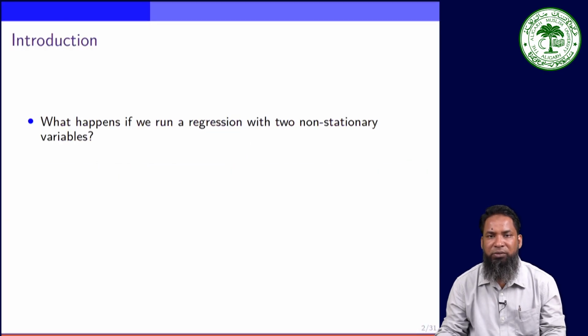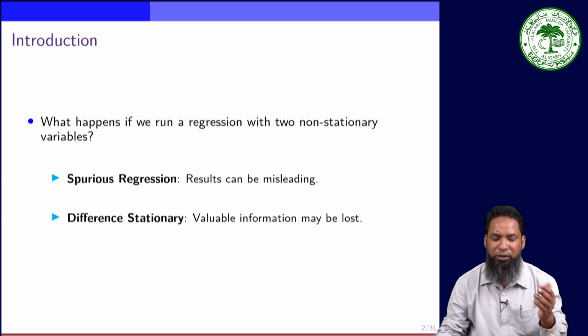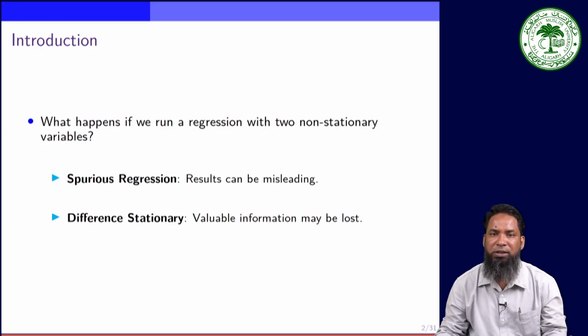From the previous classes, we know that if we have two non-stationary series and we regress one on another, the result will be a spurious regression. That means the results will be misleading, because the t-statistics become significant, though there is no underlying actual relationship. Then what is the solution we got? We have to difference those series and make them stationary. Then we use those stationary series for further analysis.